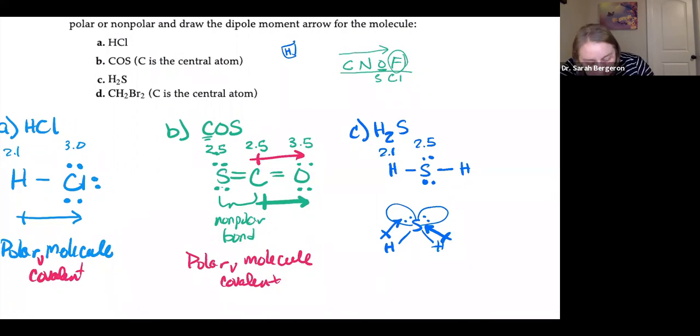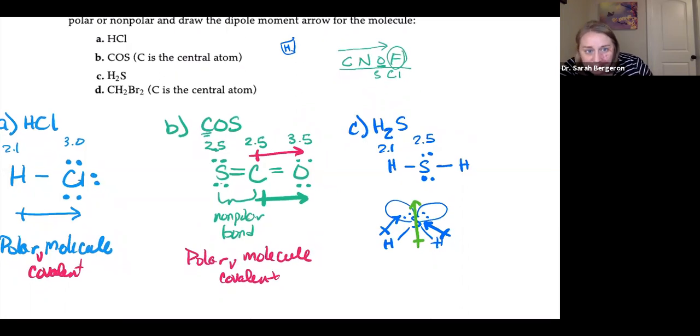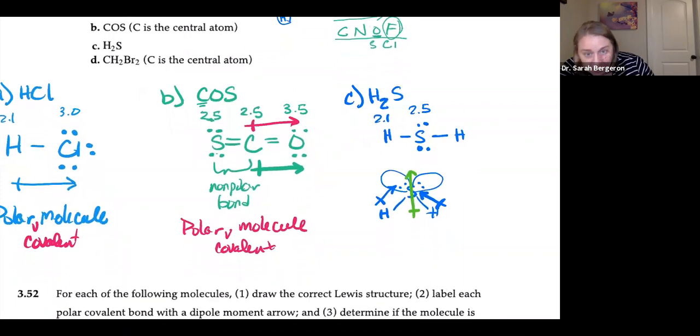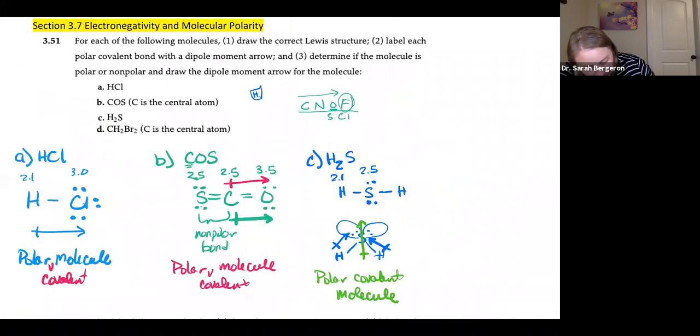point at my more electronegative. So if I add up those 2 dipoles, what I'm going to end up with is a dipole moment that looks like this for the molecule. So the green one is for the molecule, the 2 blue ones are for the bond. So if we're going to look at this, right, our S-H bonds make it polar, and so the molecule is asymmetric, it's bent, so this is a polar covalent molecule, right? Okay, let's see. D.